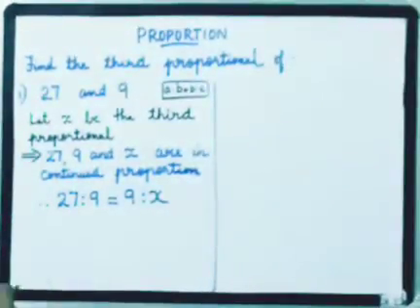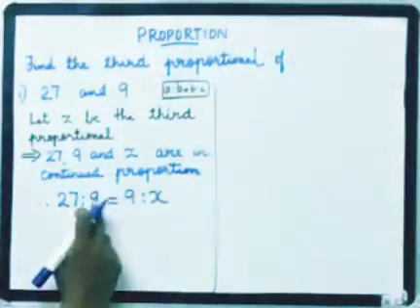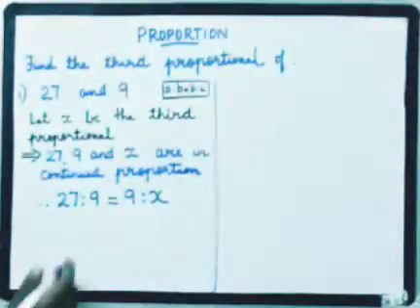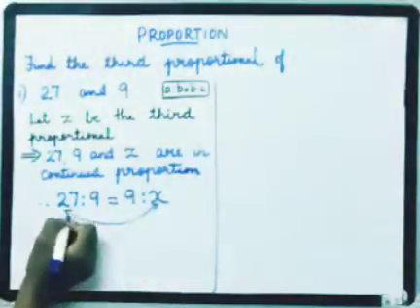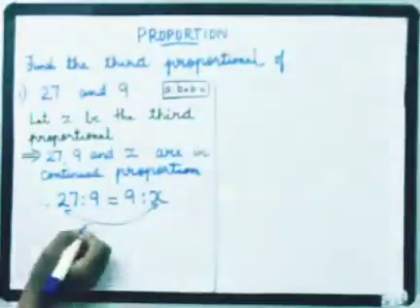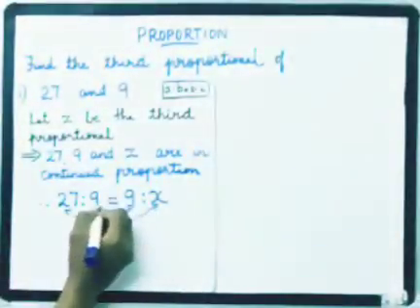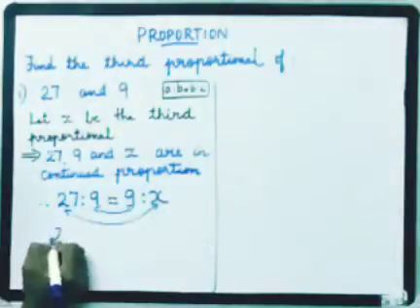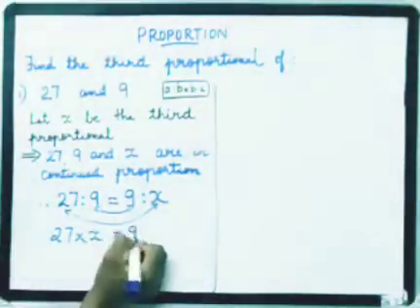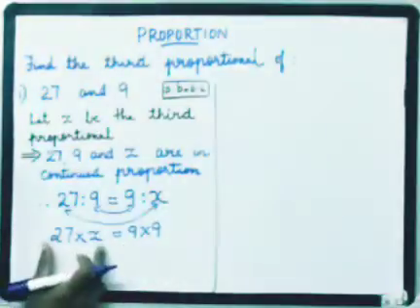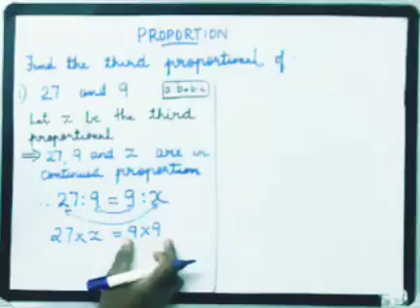Now you know that the product of extremes is equal to product of means. The first and the last quantities are called the extremes and the second and the third quantities are called the means. Multiply these two. 27 into x is equal to 9 into 9. So this is product of extremes. This one is product of means.